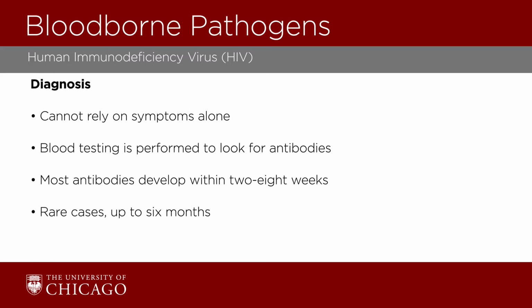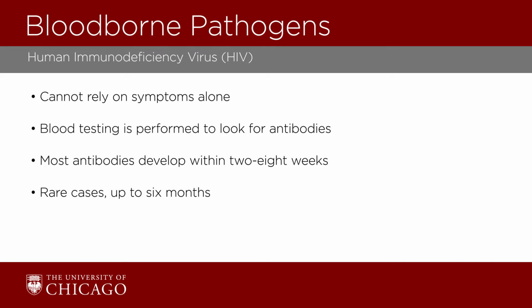The only way to determine if a person is infected is to be tested. You cannot rely on symptoms alone. A blood test will look for the presence of specific antibodies. However, keep in mind it can take the immune system time to develop enough antibodies for the test to detect them. Most people will develop detectable antibodies within 2 to 8 weeks of exposure. In very rare cases, it can take up to 6 months to develop the antibodies.